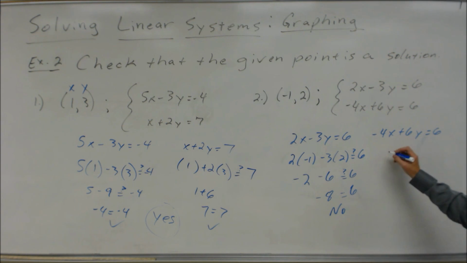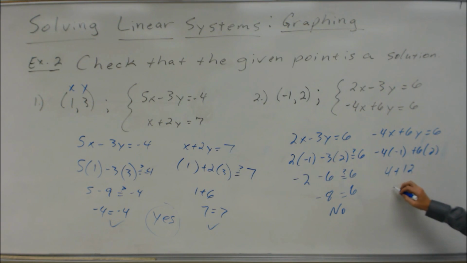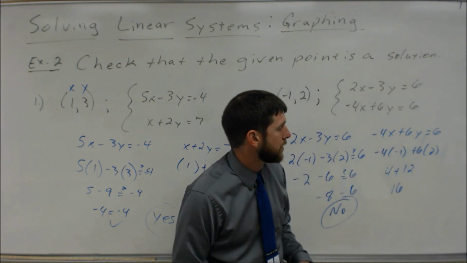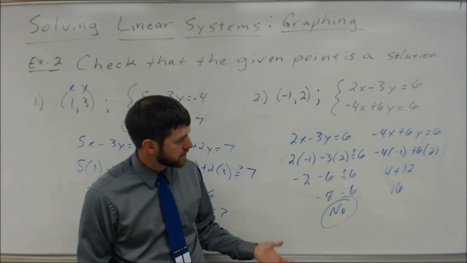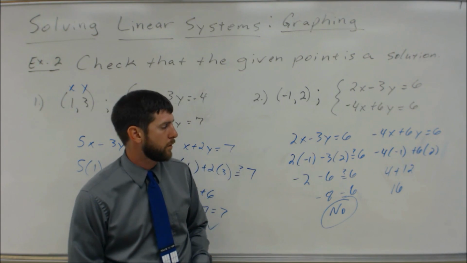So -4 times -1, plus 6 times 2. That's going to give me 4 plus 12, which is 16. Does 16 equal 6? No, it doesn't. So it didn't work in either equation, so it's definitely not going to work for the system. To determine if a point is a solution to the system, it has to be a point on not just one equation, but both equations.